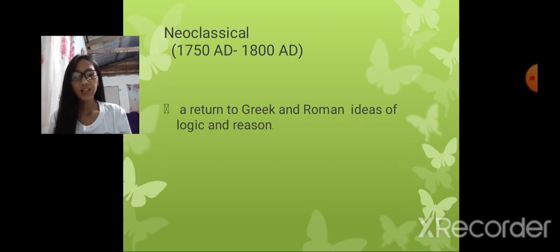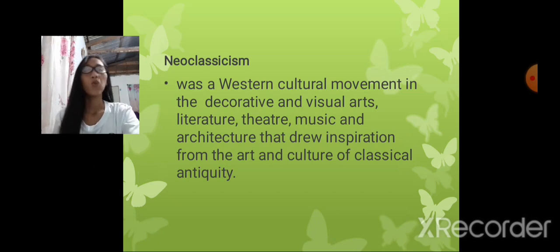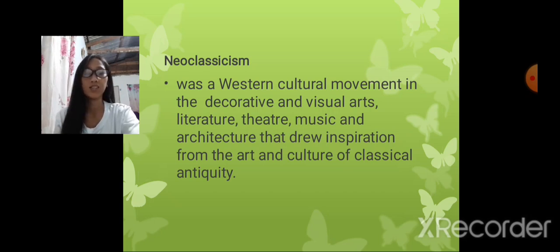It is an aesthetic attitude based on the art of Greece and Rome in antiquity, which invokes harmony, clarity, restraint, universality, and idealism. So neoclassicism was a Western cultural movement in the decorative and visual arts, literature, theater, music, and architecture that drew inspiration from the art and culture of classical antiquity.